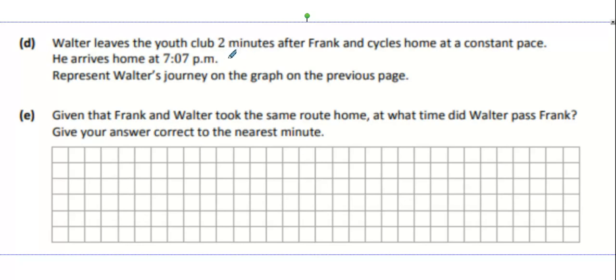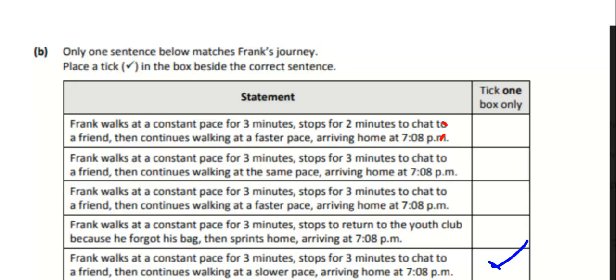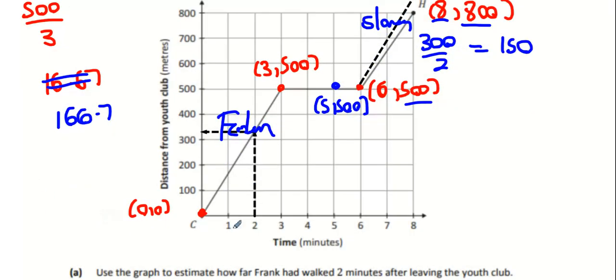Next one. Lads, everybody listen. Walter left 2 minutes after Frank. And then he arrives at 7:07. So 2 minutes after Frank would be located here. He arrives at 7:07, which would be, where's 7:07, lads? 7:07 is up here. And then what happens? Straight line, isn't it? How many people got that straight line?